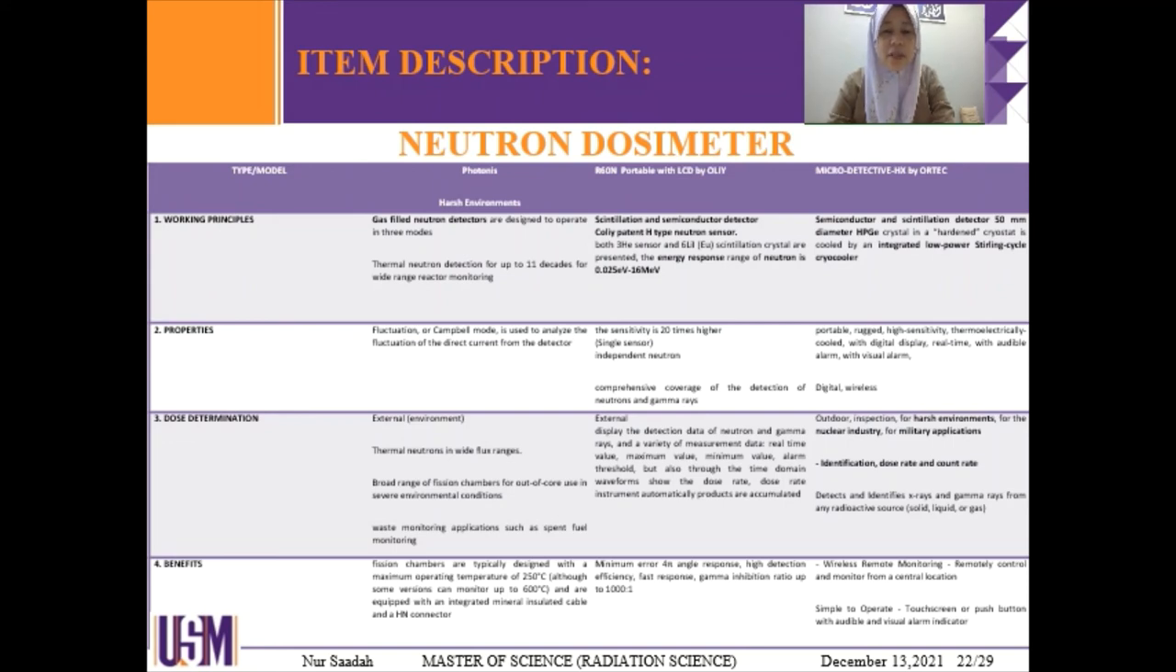Identification of dose rate and count rate, and also detecting and identifying X-ray and gamma ray from any radioactive source, solid, liquid or gas. The benefits of the detector: wireless remote monitoring, remotely controlled and monitored from a central location, and also simple to operate, with touchscreen or push button and audible and visual alarm indicator.